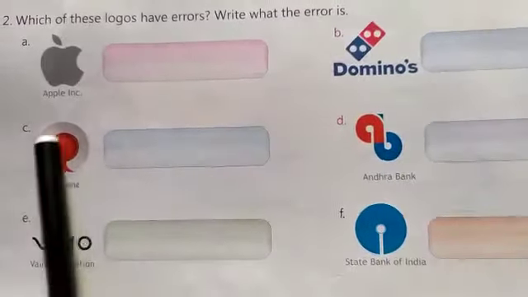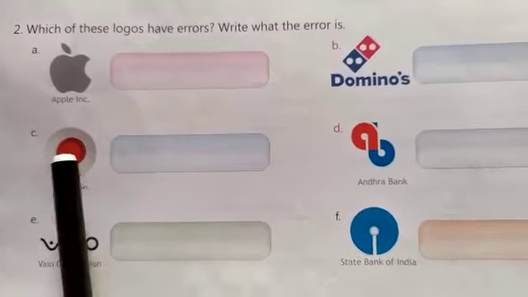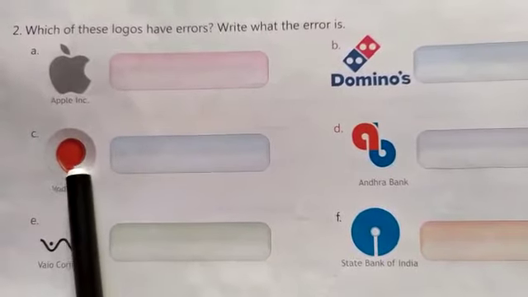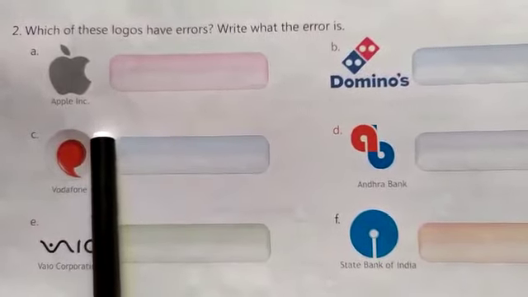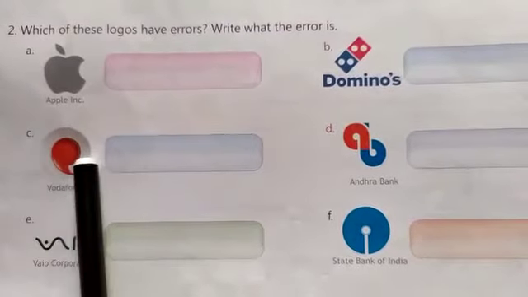This is a symbol of Vodafone. Vodafone, you are aware, na? Okay, so the logo, if you have seen it in TV advertisements, it is flipped vertically. This arrow should point on the top. So the error is that logo is flipped vertically.